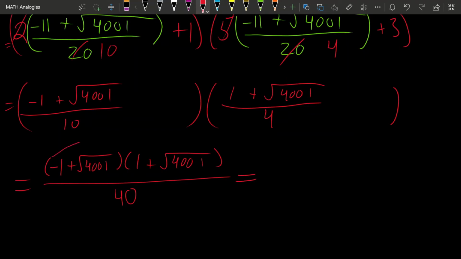We do the first. So minus 1 times 1 is minus 1. First, and then outer. So we'd have minus the square root of 4001. We're doing FOIL, so we did first, outer, now we need inner. So we get one of these.